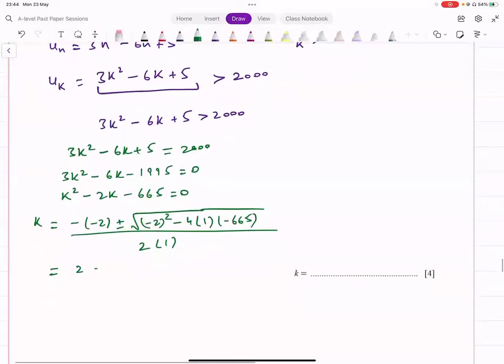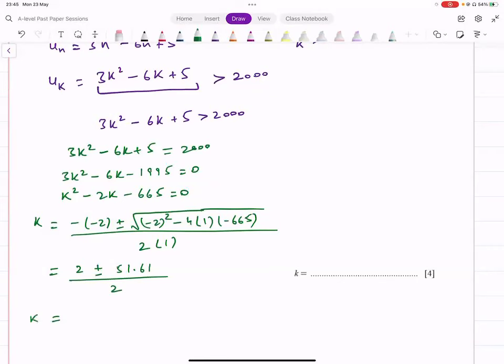What do we get from this? We get 2 plus minus square root of 4 plus 4 times 665. Square root के अंदर मैंने evaluate कर लिया. This is giving me 51.61 whole divided by 2.